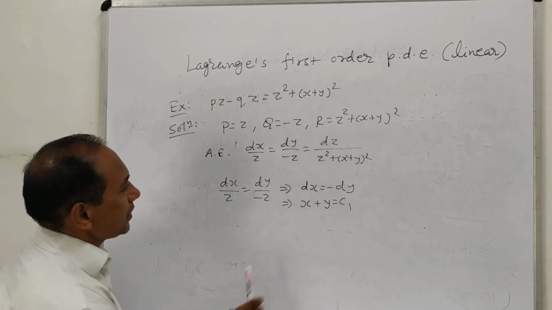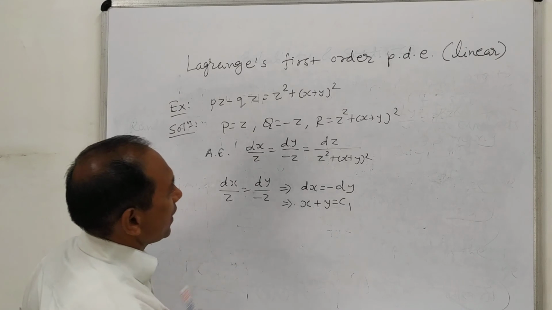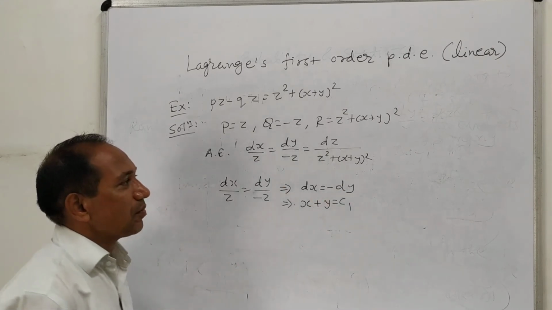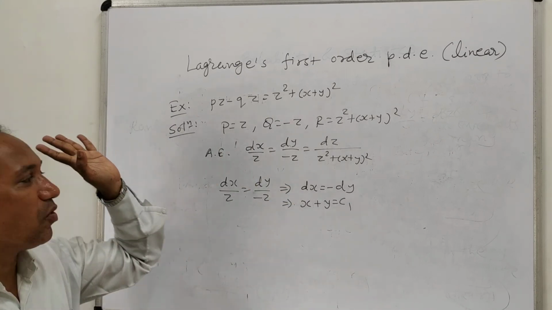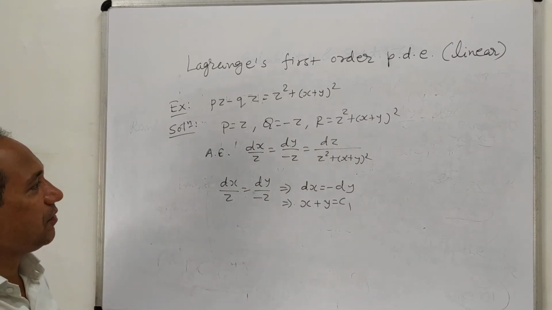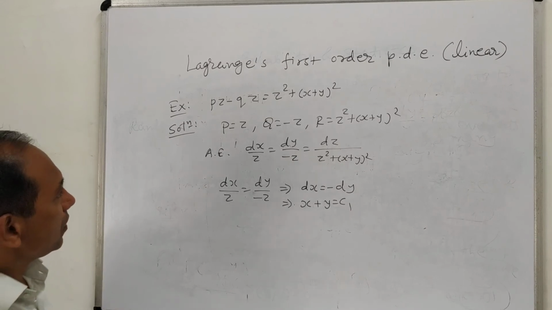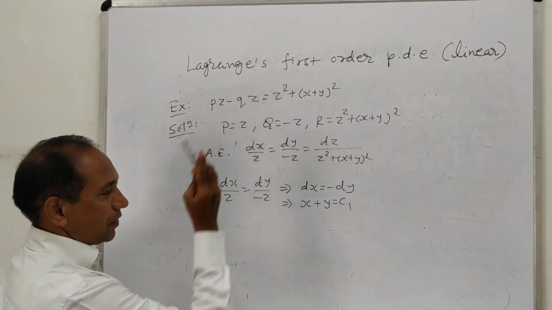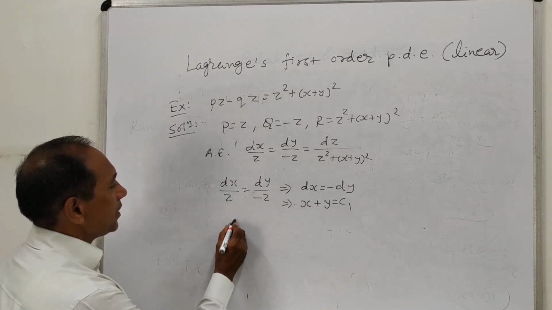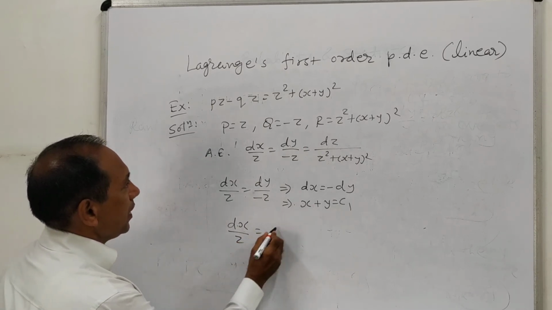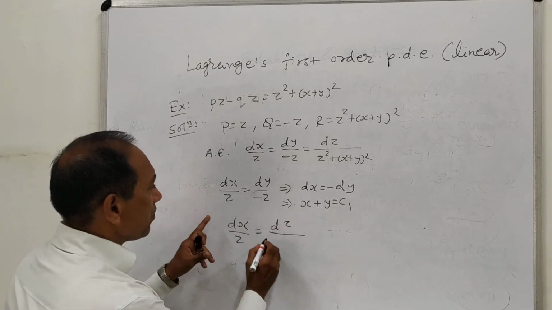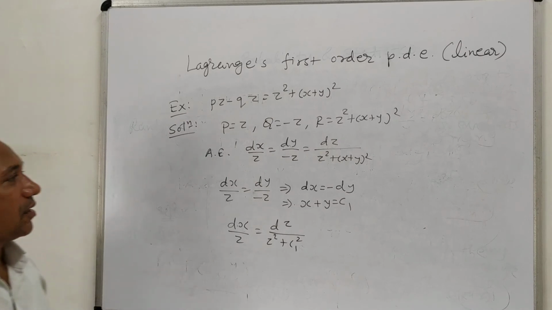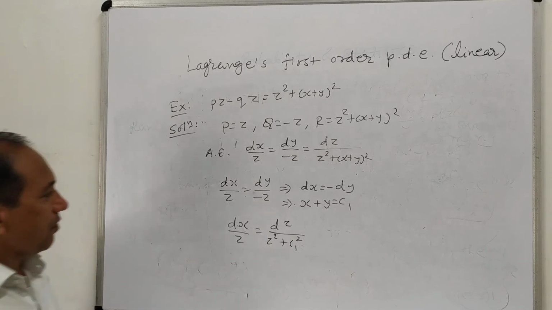Here I can see that the first solution is x plus y equal to c1. So I will replace x plus y by c1, then automatically x and y will be removed and only c1 will appear. So I can take this equation with the second or with the first one, any one. I will take the first and last. Before that you must mention in words that taking the first and third equations we have this one.